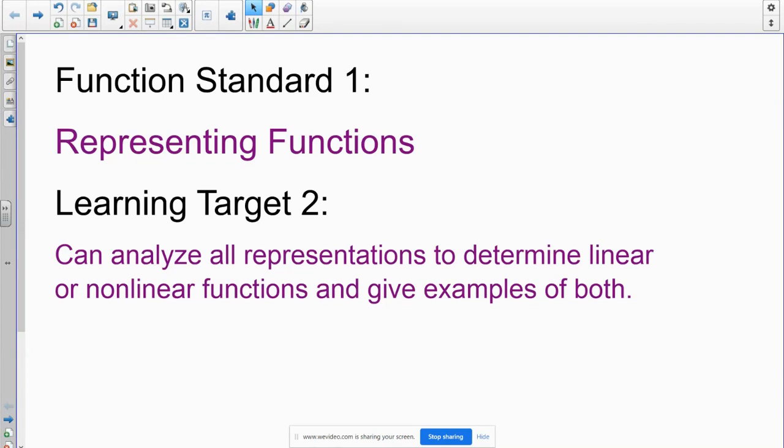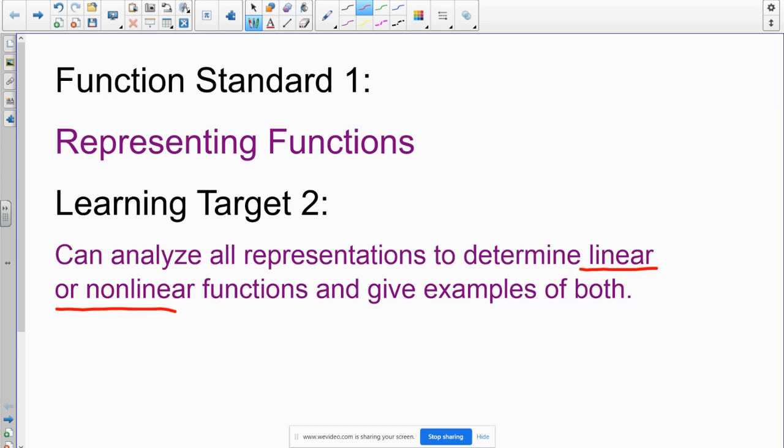Function standard 1. We're still in just looking at what is a function. So we're looking at representing functions. The learning target this time is that we can look at those graphs and those tables and those equations, and we can determine if they are a linear or a nonlinear function.